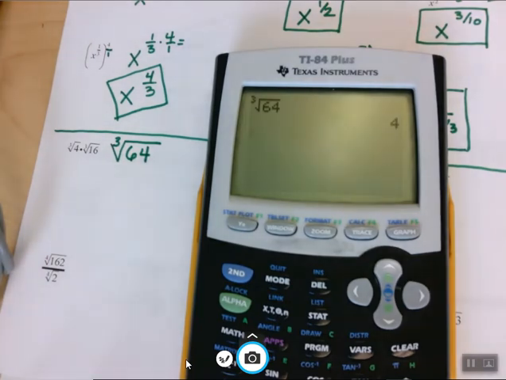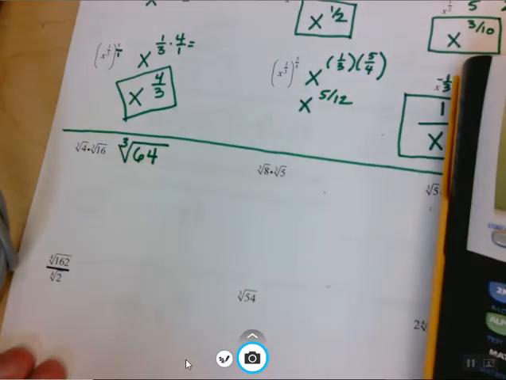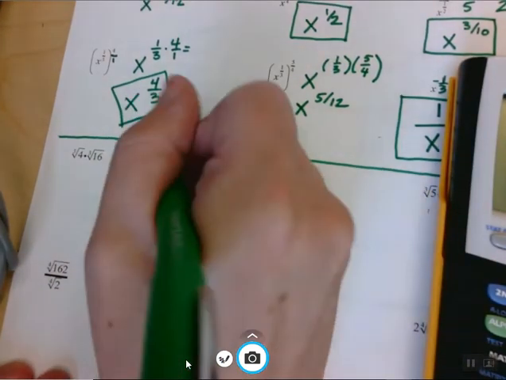Yeah, 64 is a kind of cool number because it has a square root and a cube root, right? What's the square root of 64? 8, and the cube root is 4. Beautiful. Okay. So this final answer is just 4.